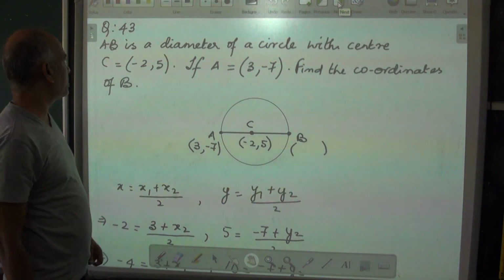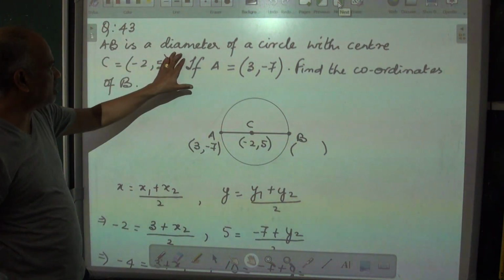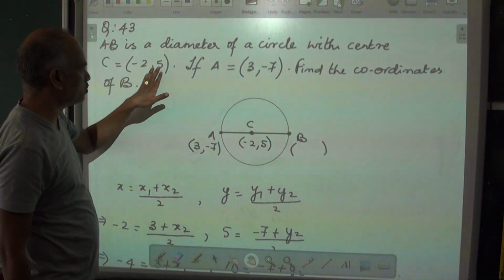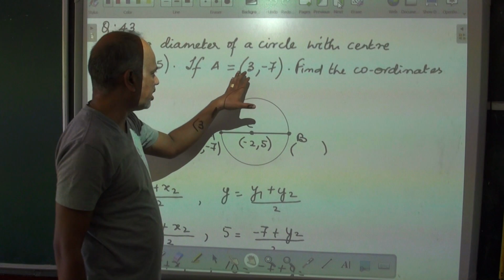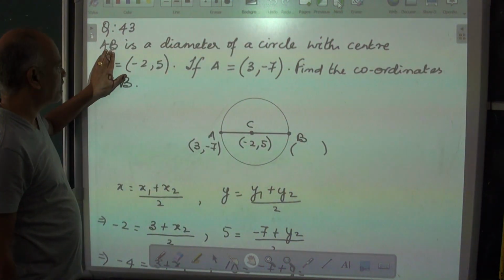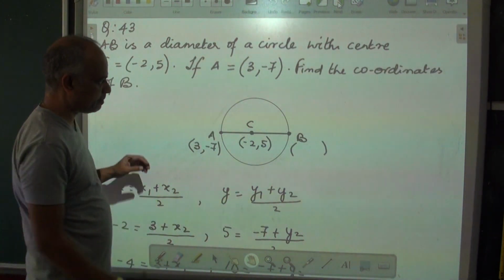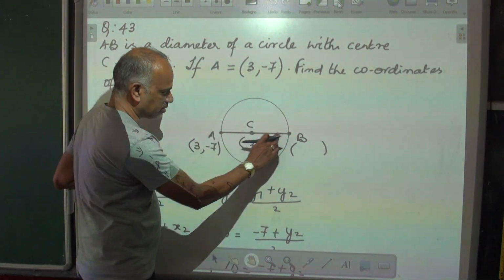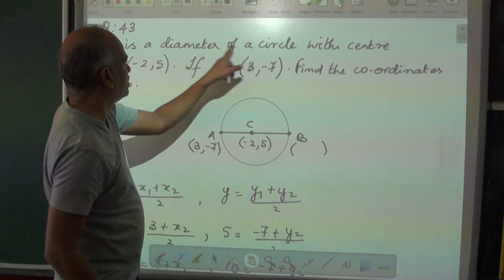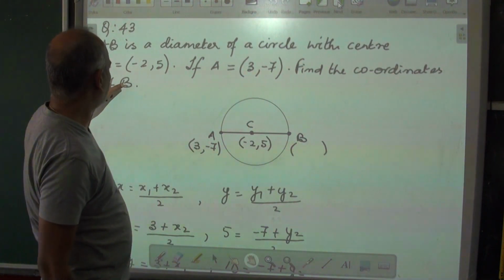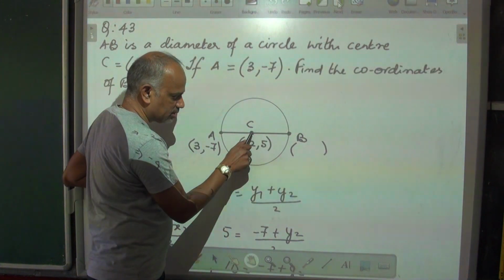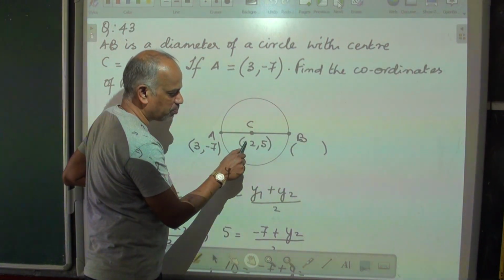This is question number 43. AB is a diameter of a circle with center C, whose coordinates are minus 2, 5. If A's coordinates are 3 and minus 7, find the coordinates of B. It says AB is the diameter of a circle. I've drawn a circle here. AB is the diameter of the circle, one end is A, other end is B, with center C. See, this is the diameter. The center C is actually the midpoint of AB.